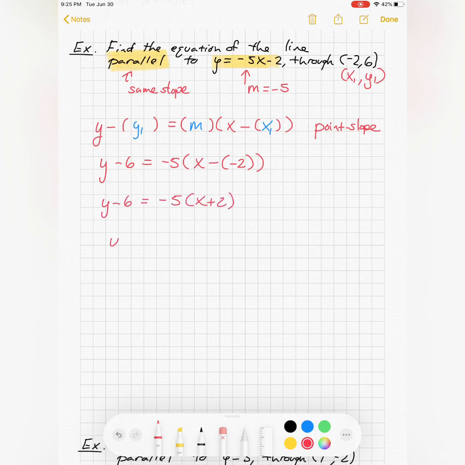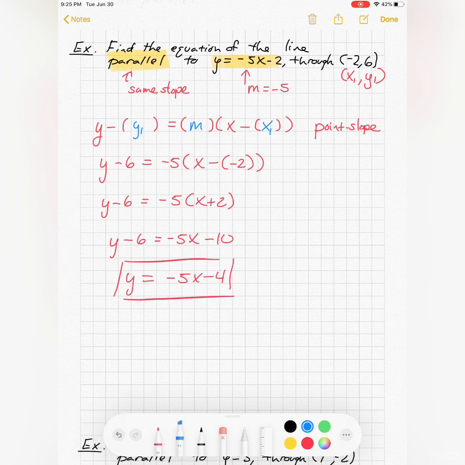Let's distribute. And add the 6. And so there's my line. So let's see, quick little check. Got the same slope, got a different y-intercept.